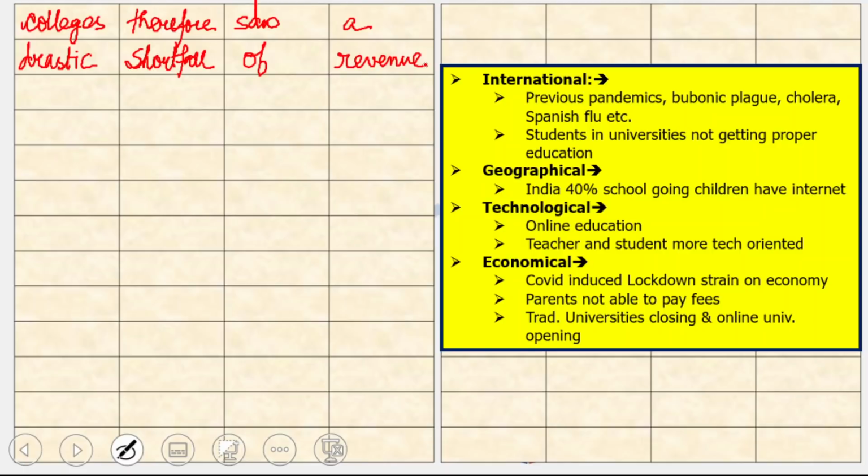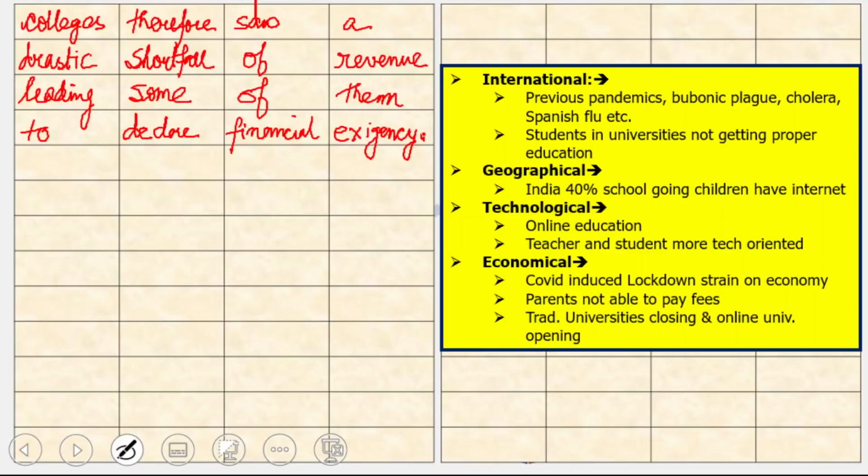Okay. And that is why what happened, leading some of them to declare financial exigency, right? So this is what happened with the universities and the colleges. They saw a drastic shortfall of revenue because parents were not able to pay the fees, or the students were not able to pay the fees, families were not able to pay the fees.